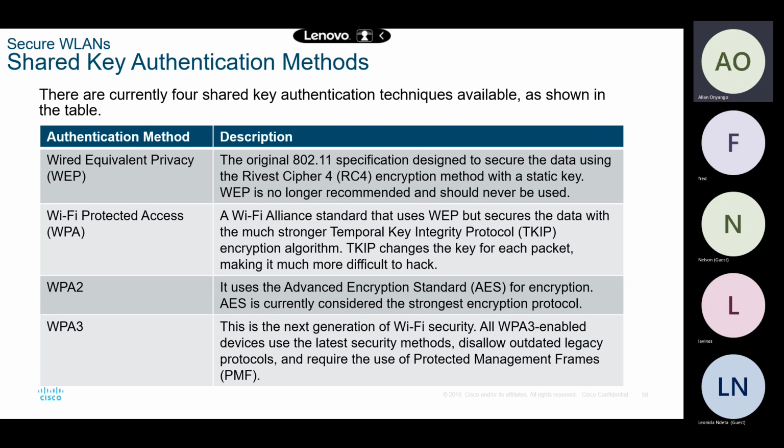We strongly discourage it, and most networks currently use version 2, the Wi-Fi Protected Access version 2, which uses an encryption algorithm called AES, the Advanced Encryption Standard, and is currently the strongest encryption protocol available. But because of developments in technology, we do have WPA3, the Wi-Fi Protected Access version 3. This is the next generation of Wi-Fi security, okay? And it's one of the latest security methods.